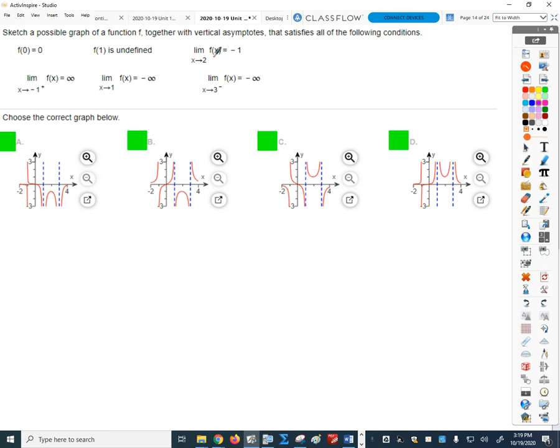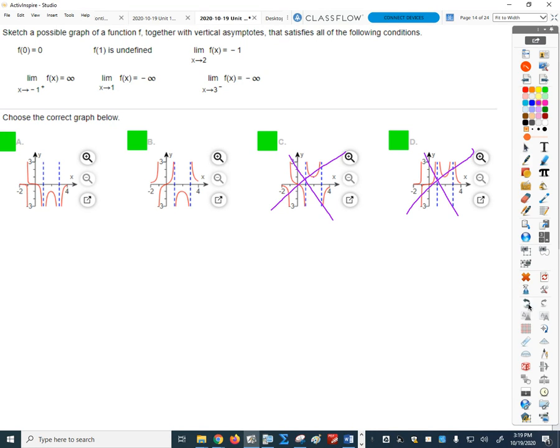The limit of f of x as x approaches 2 is negative 1. Okay, as x approaches 2, so that's right there. Okay, so good. This one we can cross off. As x approaches 2, the limit is positive 1 for this guy. So that one we can cross off. And same thing here. That one gets crossed off. The limits are wrong.